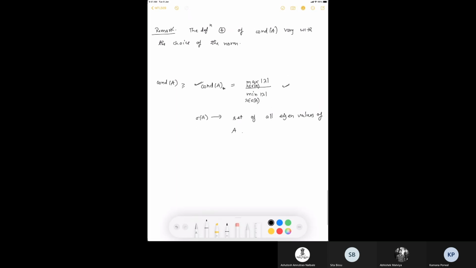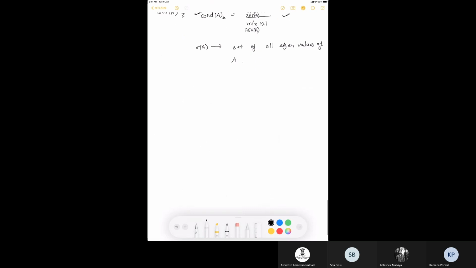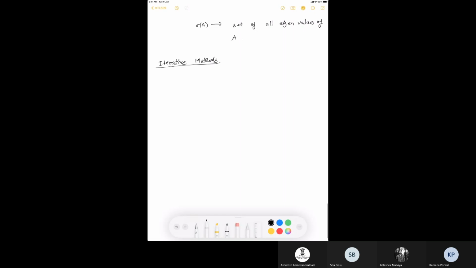All right, so with that, I think this is all on the direct methods. Now let's move on to the iterative methods. So now, first of all, what is the need for iterative methods? We have already learned some methods to find the solution of linear systems, right? Then why do we have to learn other methods?